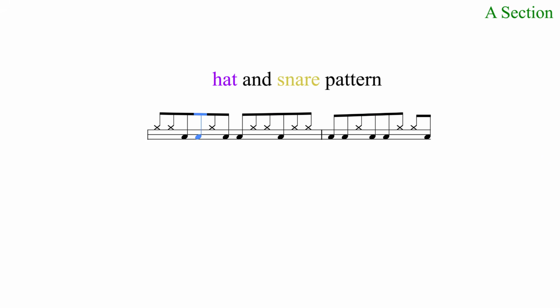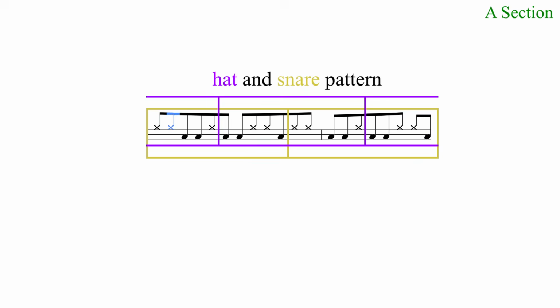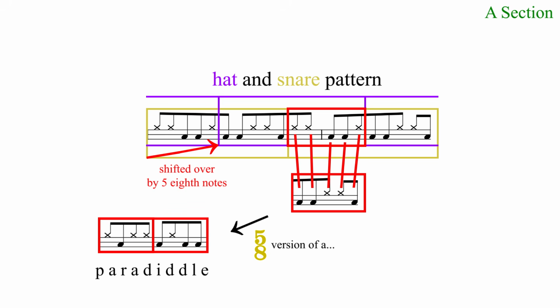There's also one other little quirk in how the hi-hat and snare interact. At first, it seems like the hi-hat is just filling out the snare pattern in a sort of linear drumming style. But closer scrutiny reveals that the hi-hat pattern is actually the same as the snare pattern, just shifted over by 5/8 notes. Another way to conceptualize this is that the pattern's first half, lasting 5/8 notes, is the same as its second half, just with the hi-hat and snare reversed, kind of like a 5/8 version of a paradiddle. This kind of rhythmic tessellation is hard to pick up on if you're not looking for it.